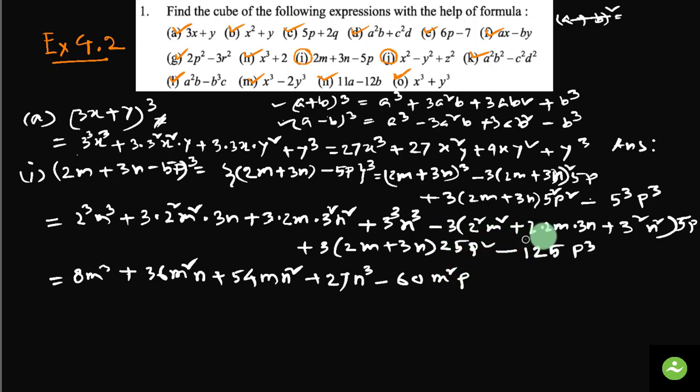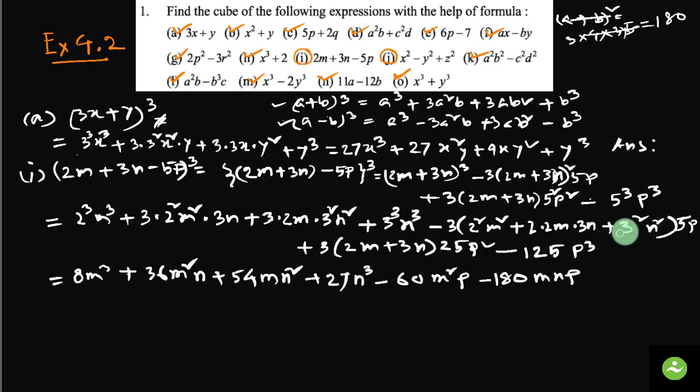Next. Plus minus minus 3 into 4 into 3 into 5. So 3 into 4 into 3 into 5 equals to 12, 36 and 5, 180. Okay, then it should be minus 180. Why minus? Because plus minus minus is minus. So this is minus 180, and there are m, n, and p. So m n p.